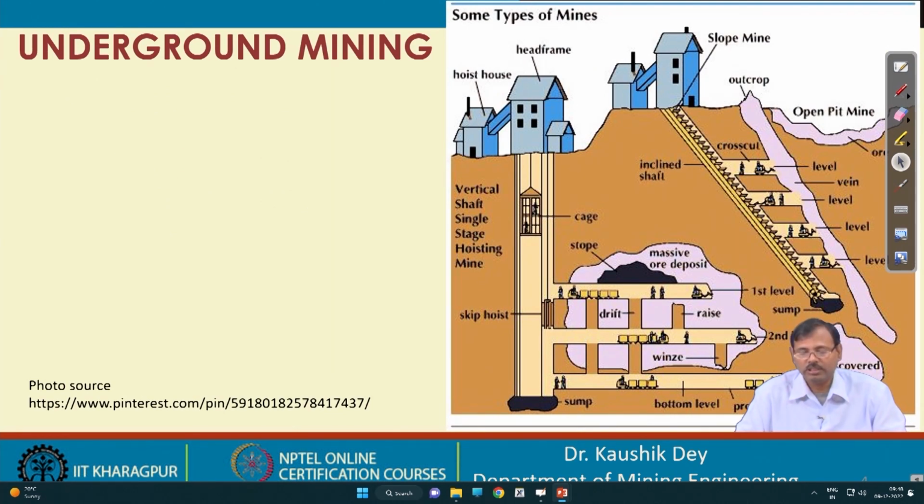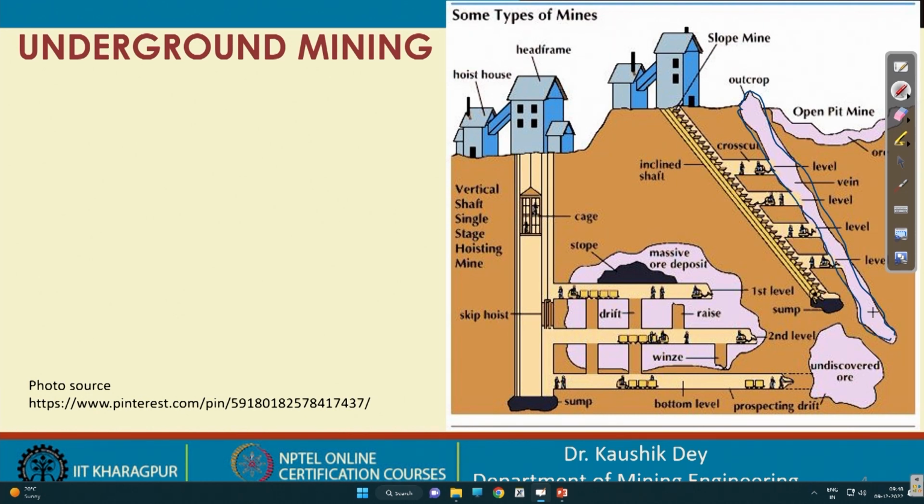Before starting this, let us first understand the condition of underground metal mines. Basically, we may have our deposits like this. It may extend for 200-300 meters and there may be a massive one also. There may also be some new deposit which is not discovered yet.